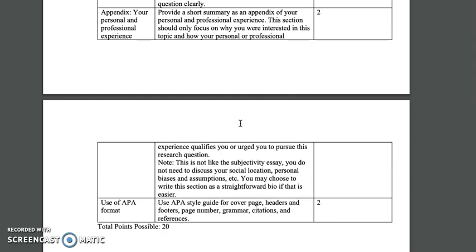And then, of course, make sure that throughout the paper you are using the APA format. You have a cover page, you have a running title and page numbers, headers and footers as needed. You are following APA format when it comes to citations and references, as well as grammar.